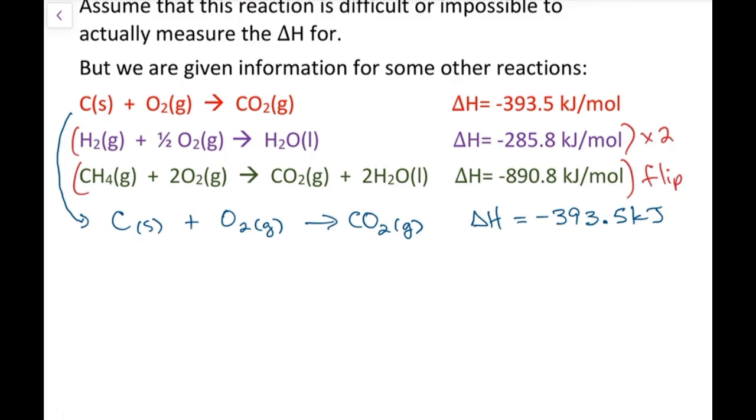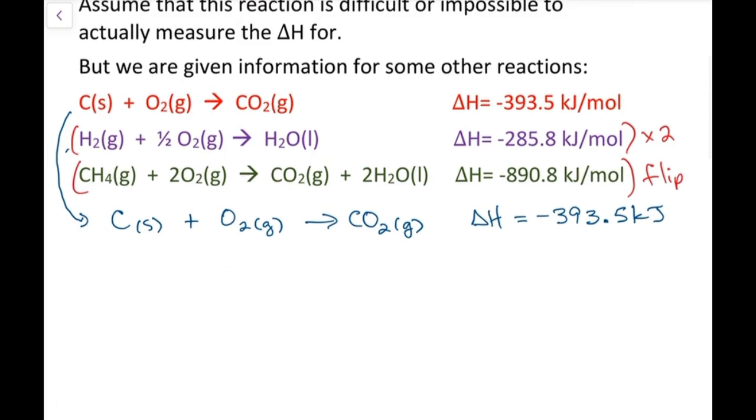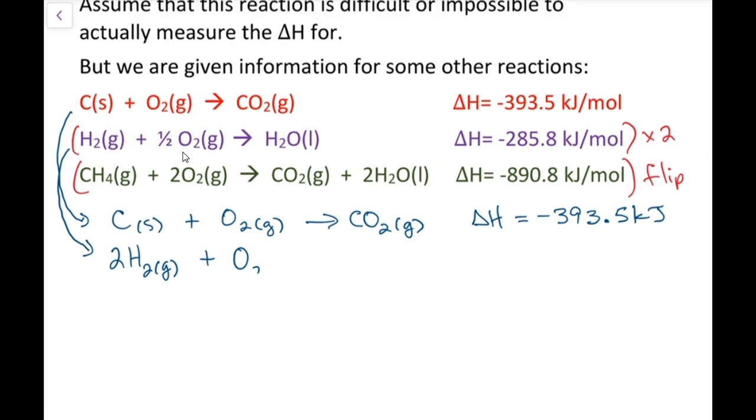And then for the next one, we said we were going to multiply it by 2. So I'm going to take everything in it and multiply it by 2. So 2H2 gas. And then I had a half mole of oxygen in the original equation, so that's going to become just O2, 1 mole of oxygen. And then if I also double my product, it's going to give me 2 waters.